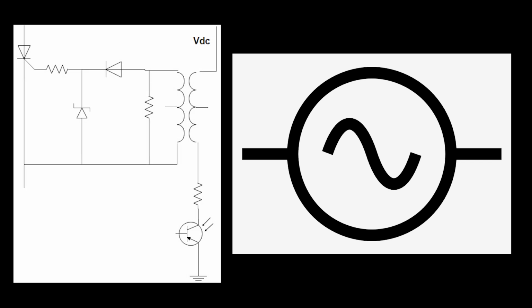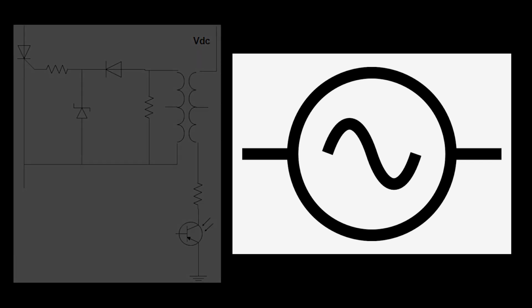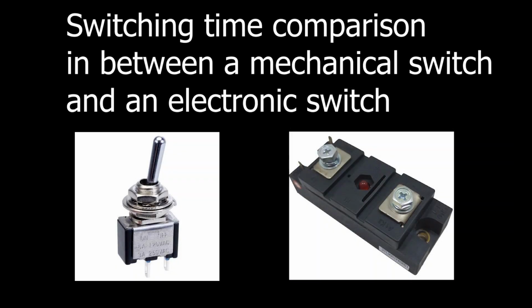Further, in parts C and D, we are turning to AC switching, so the opening and closing of the thyristor is controlled by a miniature switch in part C and by using a light source in part D. Eventually, we are going to do a comparison between a mechanical switch and a thyristor switch with respect to their switching times.